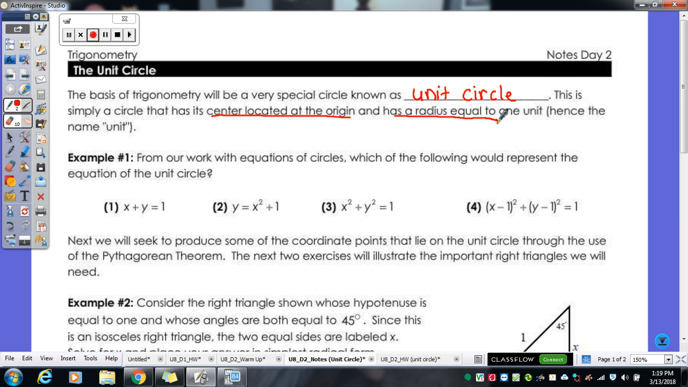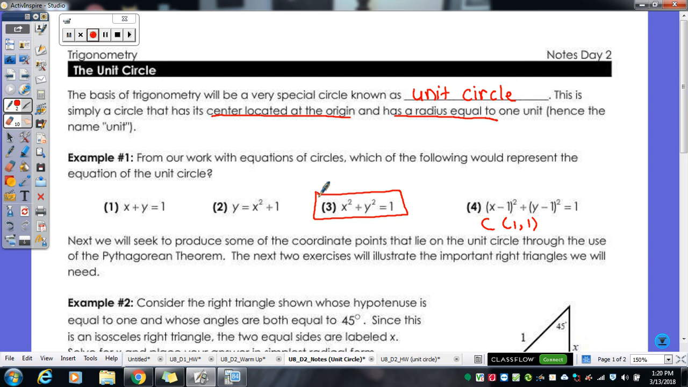So thinking back to the circle formula that we dealt with a little bit this year, and you dealt with a lot in geometry, which of those 4 choices under example 1 would be our equation of our circle with a center at the origin of 0, 0 and a radius of 1? Choice 4 would have a center at 1, 1. It would be 3. That would be our equation of our circle.